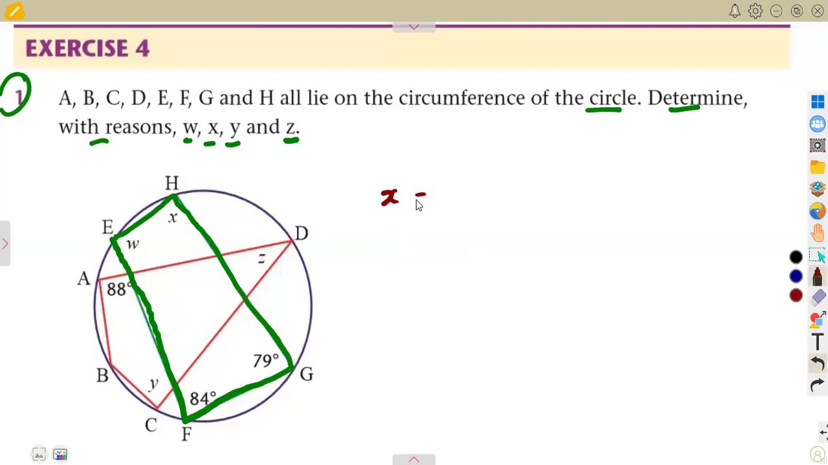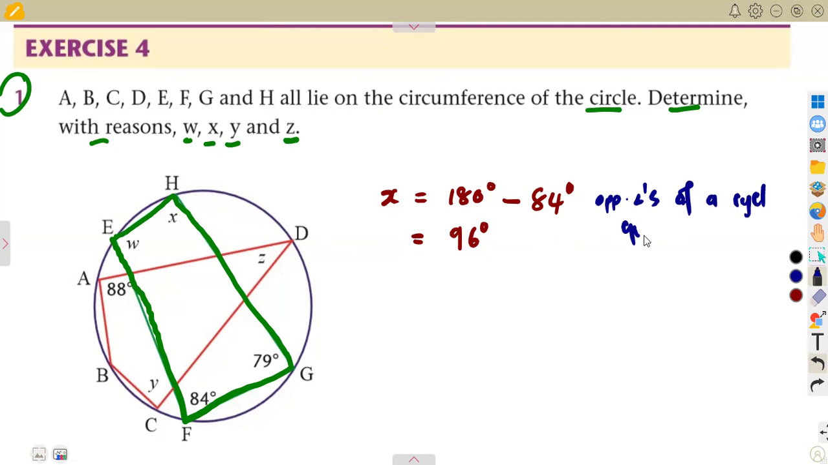So it means to determine angle X, it was going to be 180 degrees minus 84 degrees. If we subtract this, what we obtain is 96 degrees. So our X is equal to 96 degrees. There we are simply referring to the opposite angles. I'm just going to write in short, guys, opposite angles of a cyclic quadrilateral. So that is the idea there. They add up to 180 degrees or are supplementary.